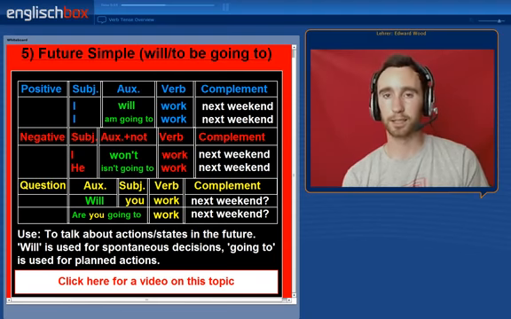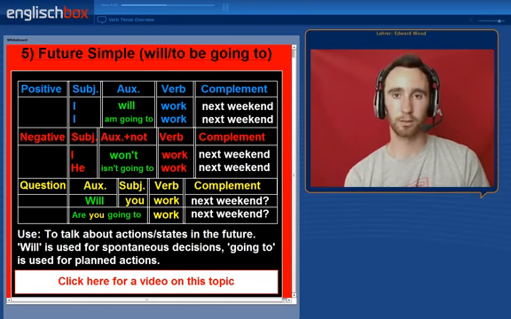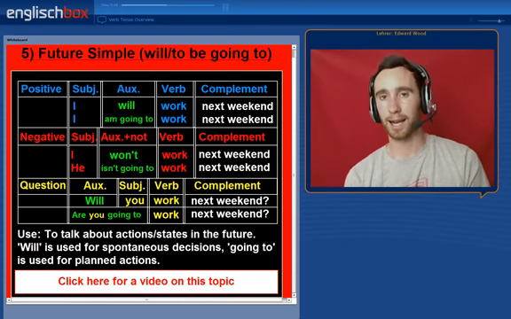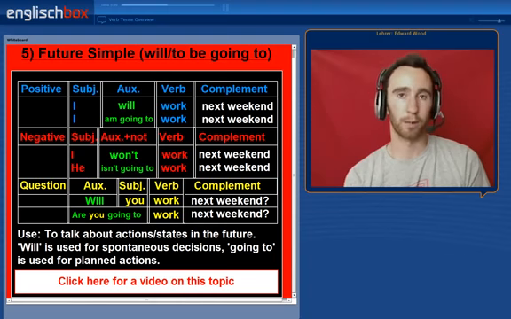In many situations, these are quite interchangeable. You can use both, but we normally use will for spontaneous decisions and going to for planned actions. So when you're talking about your plans for the weekend, you say, I'm going to. I'm going to play football. I'm going to meet friends, for example.